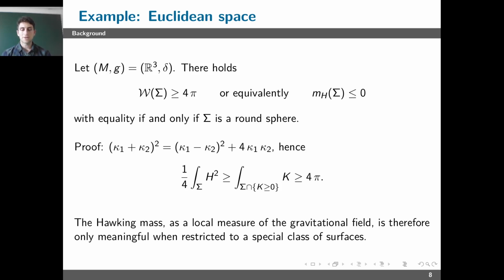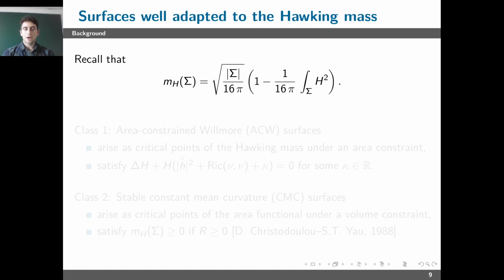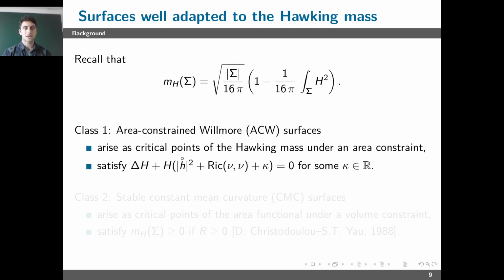However, now if we're given a general asymptotically flat manifold, it might not be so easy to find these surfaces anymore. However, there's at least 2 possibilities to find such surfaces, and the first class of such surfaces are so-called area-constrained Willmore surfaces, and these are going to be the protagonists of today's talk.